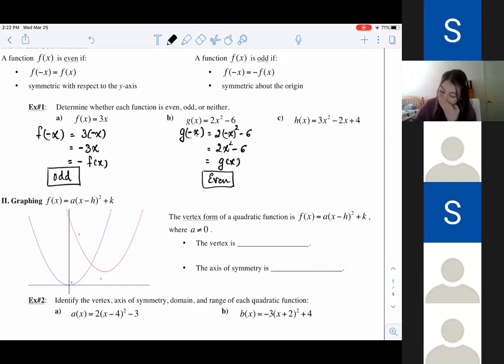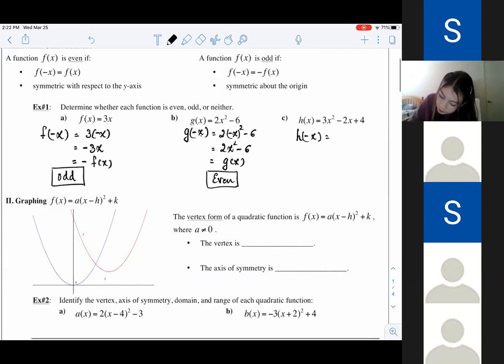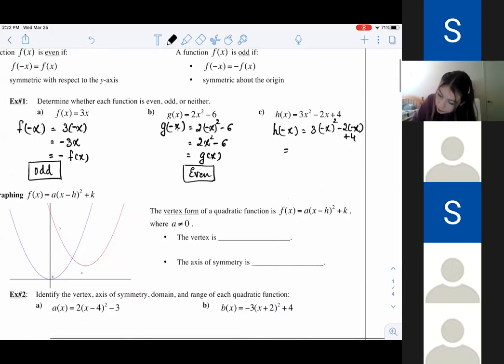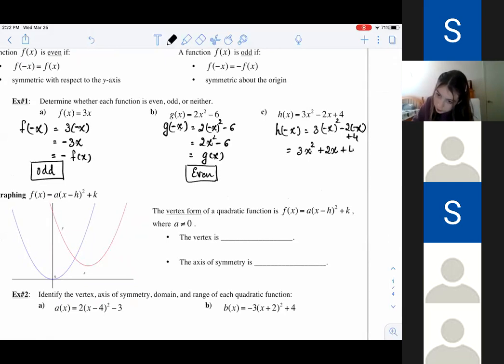Okay, next question, same thing, you're going to replace the x by negative x. So 3 times negative x squared minus 2 times negative x plus 4, which is negative x squared, the same as x squared. Negative 2 times negative x is plus 2x. Both negatives, when you multiply, get a positive number, and plus 4.